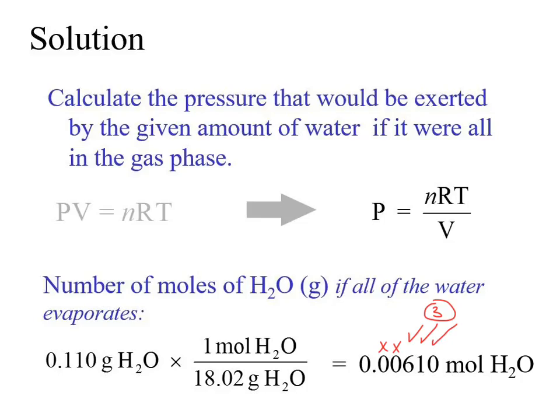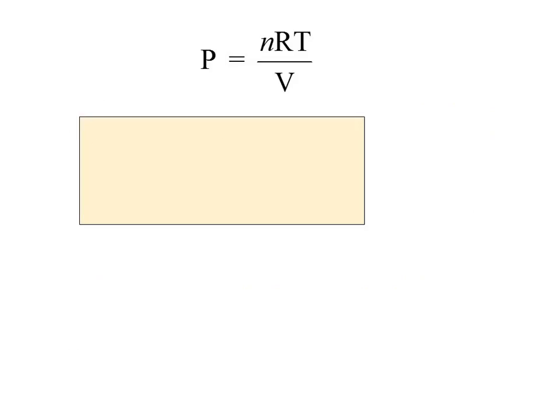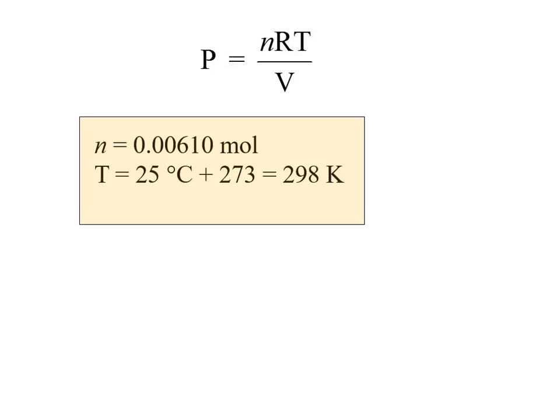We have a little bit more fixing up to do, which is common with the ideal gas law equation. We need to convert our temperature from Celsius to Kelvin, and we add 273 for that. So we're looking at 298 Kelvin. Our volume was already given in liters, so that's perfect. Volume is 5.35 liters. That was the volume of our Erlenmeyer flask.